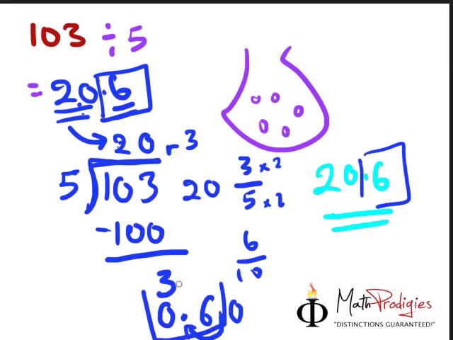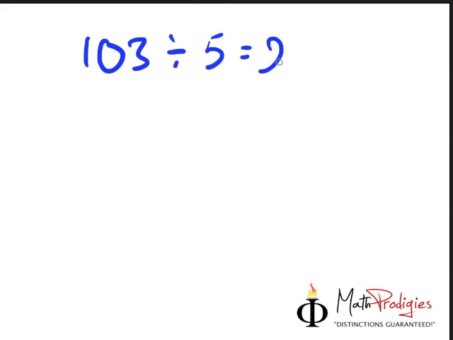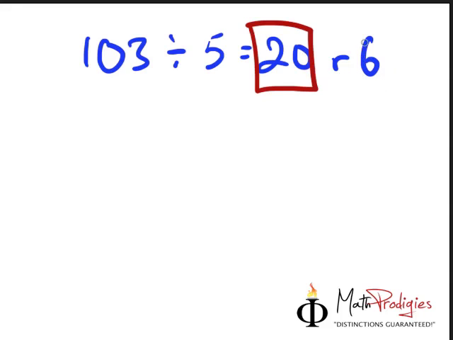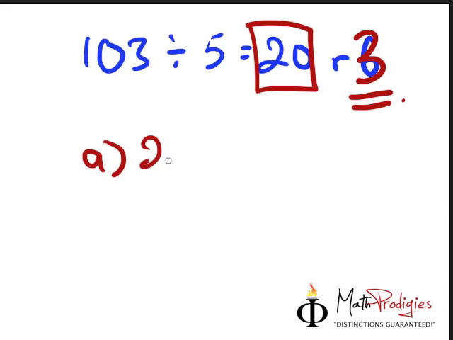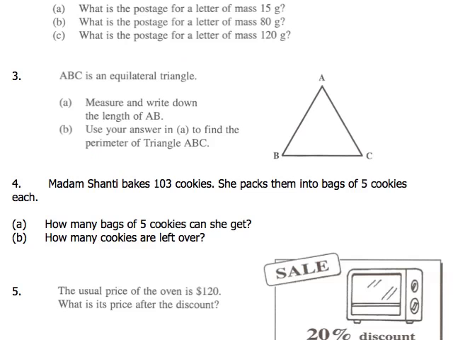So 0.6 is that. At the end of the day, 103 divided by 5 will give you the answer of 20 remainder 3. What does this tell you? This tells you that we have 20 bags of 5 and remainder 3, and therefore we have 3 leftover cookies. So the question asks, how many bags of cookies can she get? A, the answer is 20, and B, how many left over? We have 3. If you get that one right, I'll give you a big high five because you are a math prodigy. Good job.